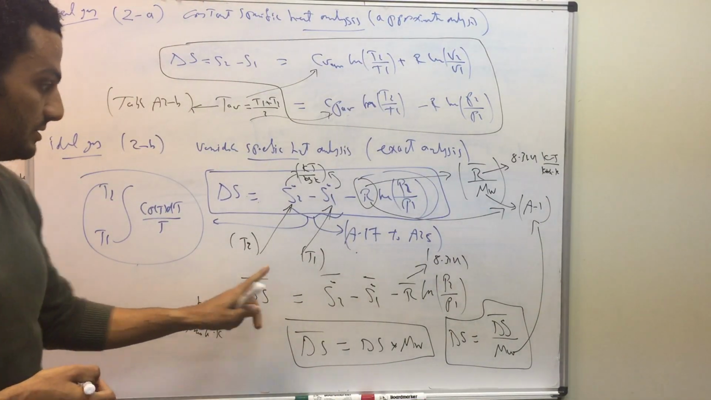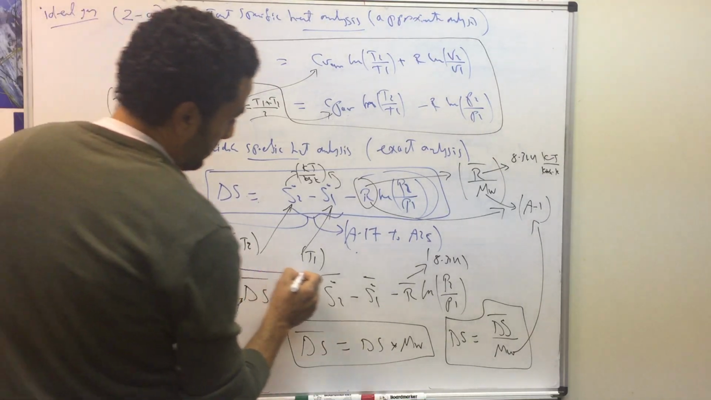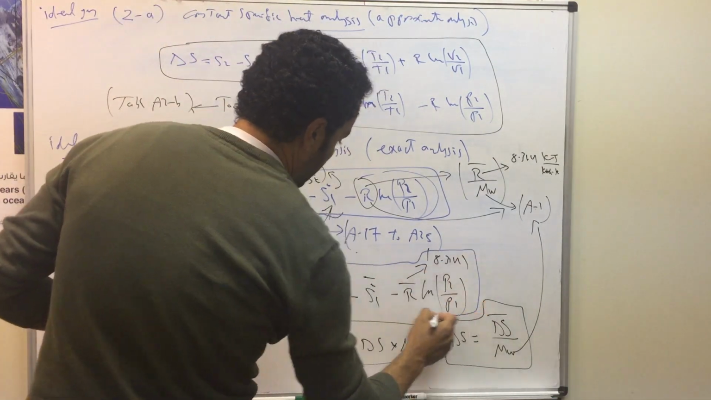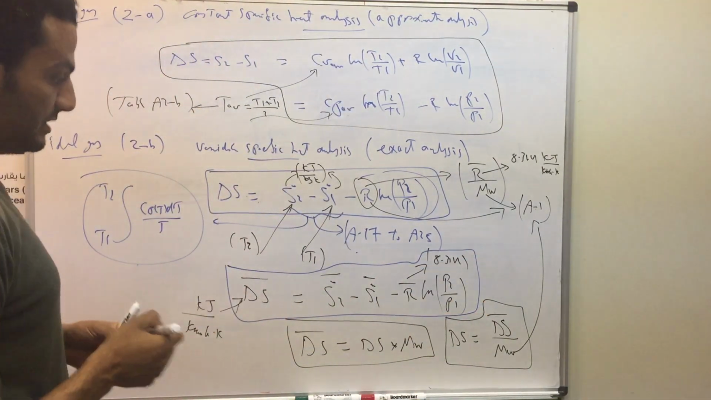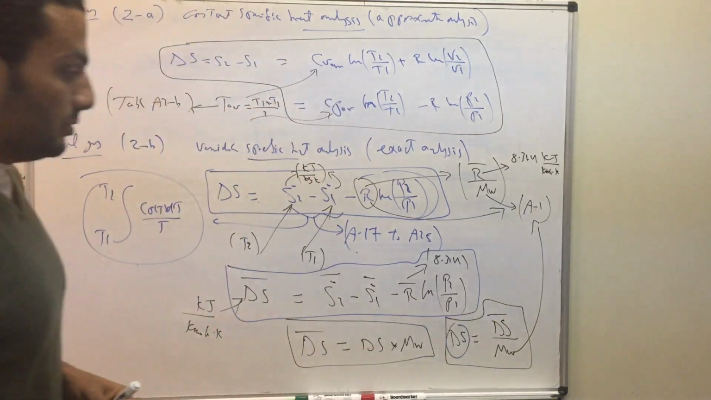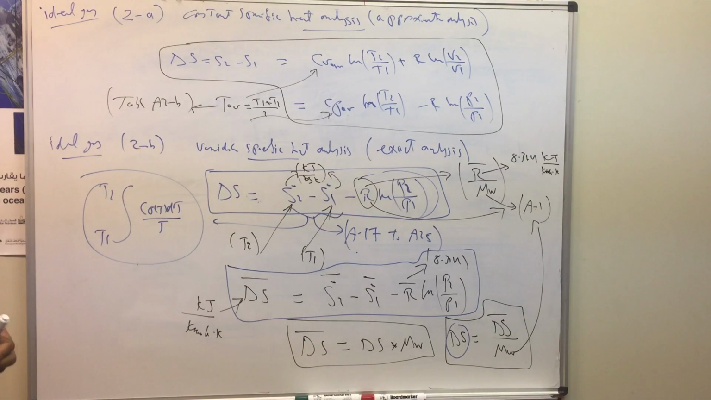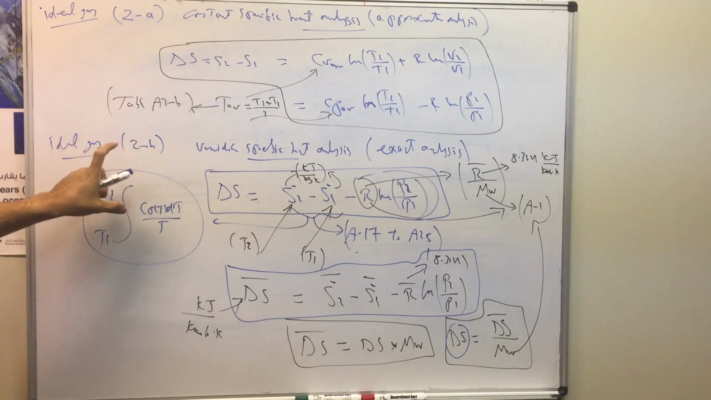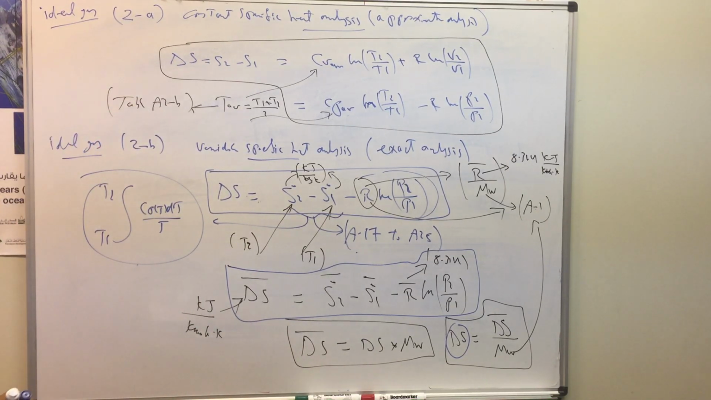So you will be calculating delta S using this equation from table A18, I think, and then you can just get this value per kilogram equal to delta S per kilomole divided by the molecular weight. And this is actually the second special case, case 2A ideal gas, 2B ideal gas.